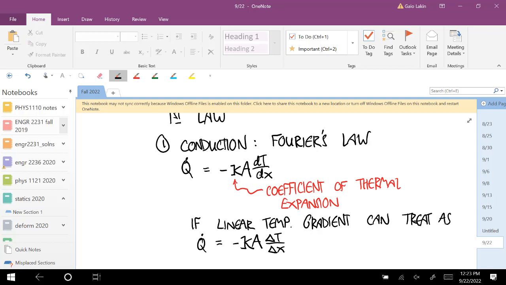So like if you're doing it for a window, that delta T is just the temperature at the outside minus the temperature at the inside, and the delta x is just the thickness of the window. Okay.